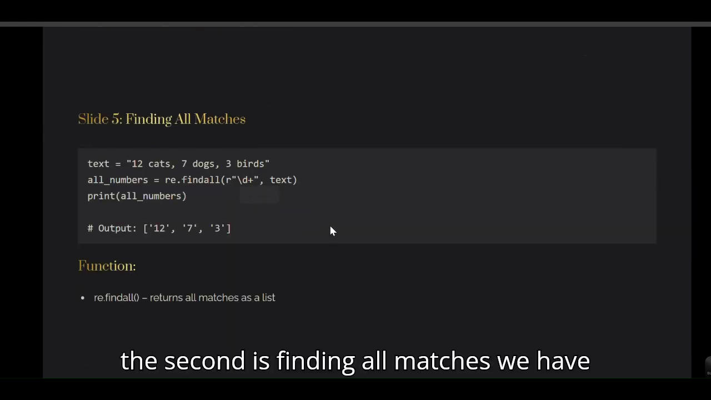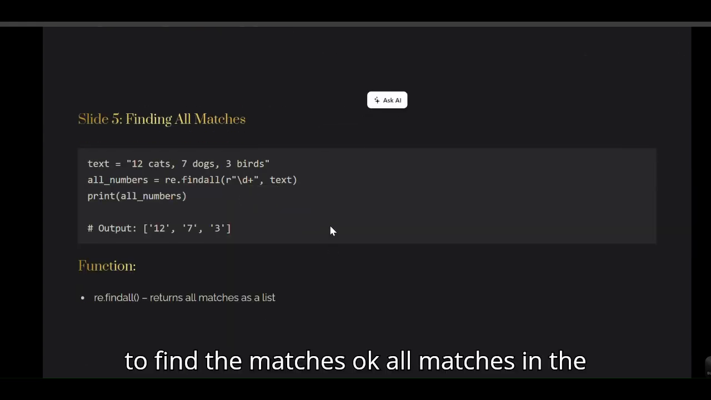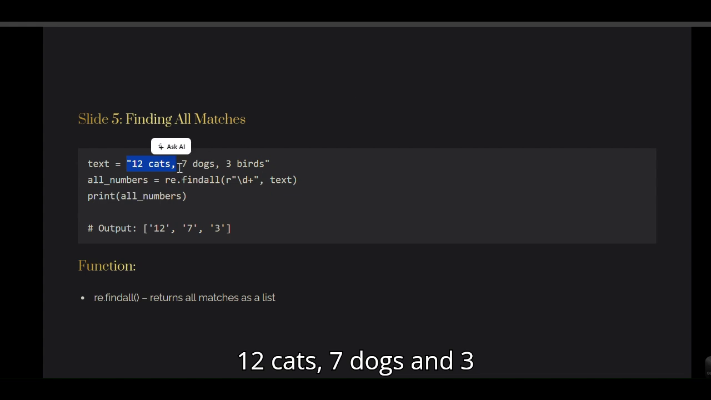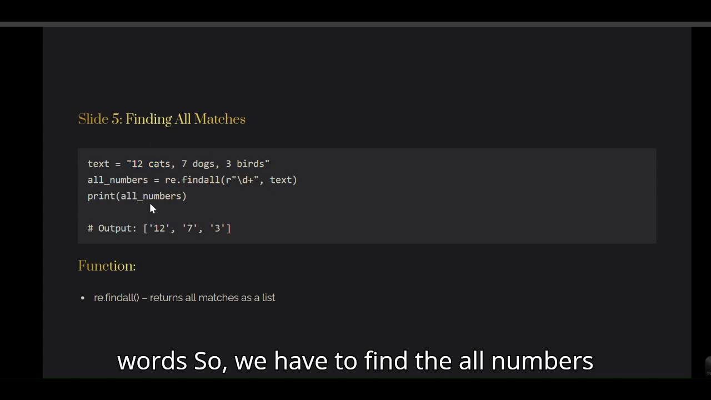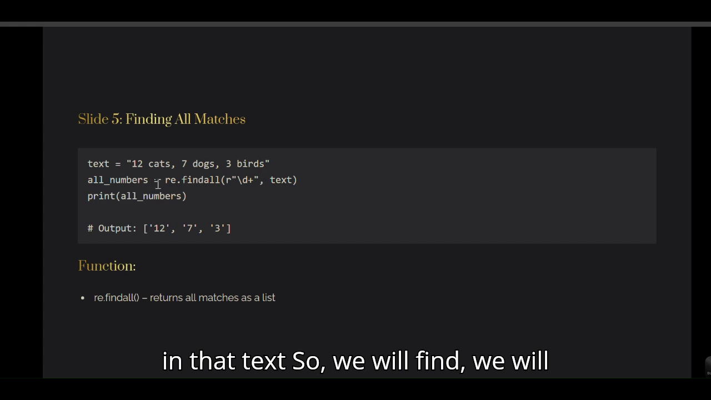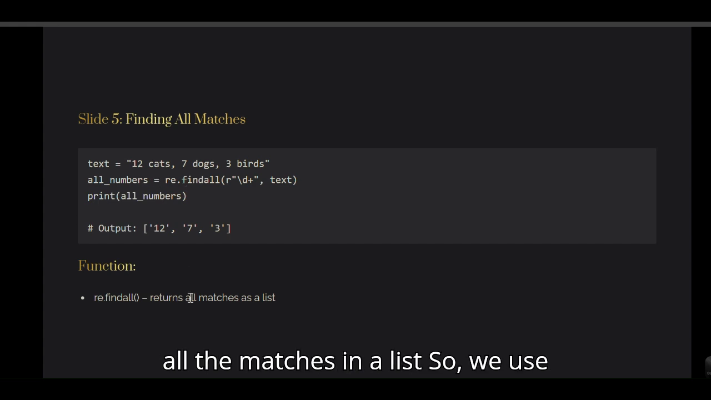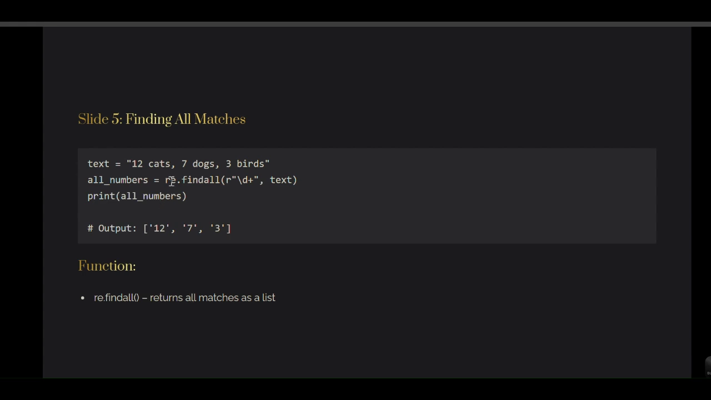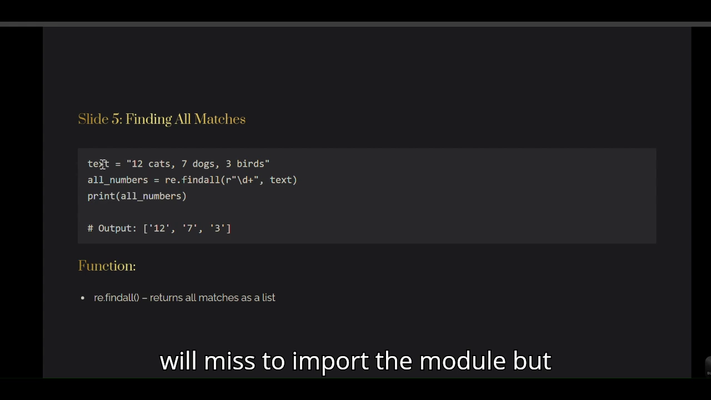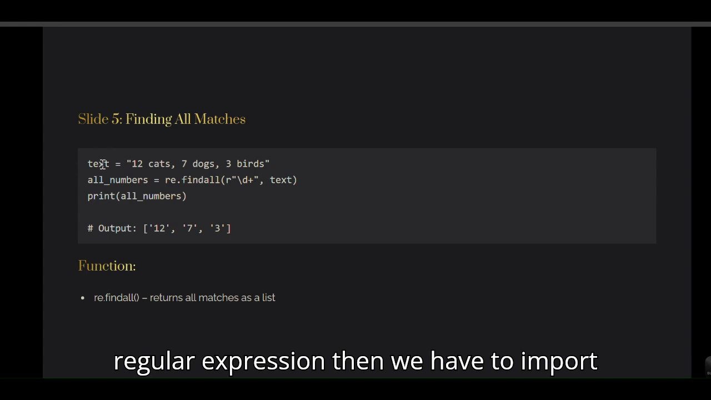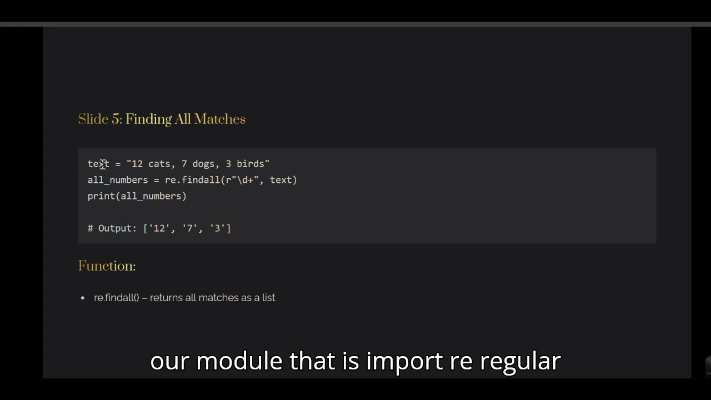The second is finding all matches. We have to find all matches in the text. There is a text in which we have 12 cats, 7 dogs, and 3 birds. We have to find all the numbers in that text, so we will use the function findall, which returns all the matches in a list. We forgot to import the module, but whenever you are using regular expressions, you have to import our module, that is import re.